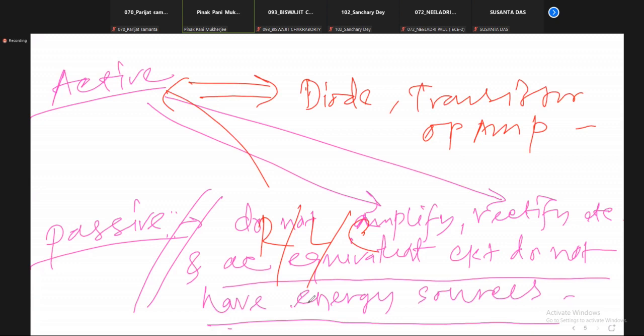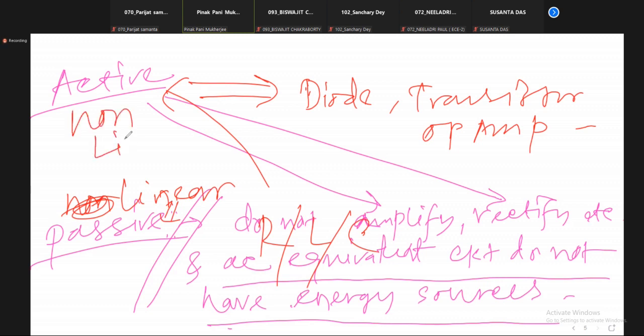Okay. Now if you have studied rectification before, then you know that in a rectifier circuit, a diode or a transistor is used. So resistor, inductor, capacitor cannot rectify or amplify. That's why these are passive. So again, you can conclude like this: linear circuit elements are actually passive, and non-linear are actually active.